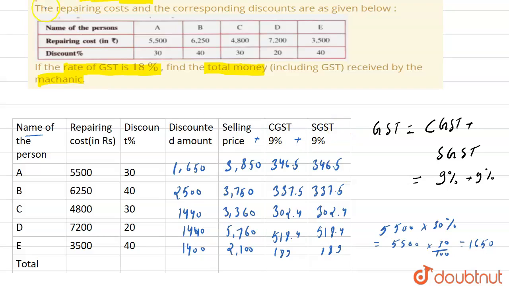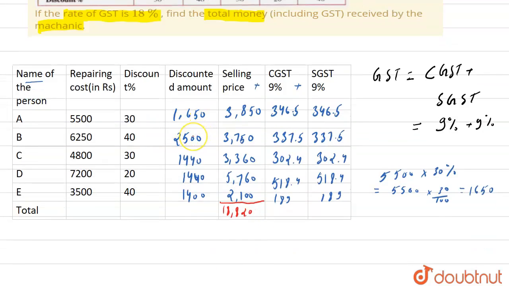And now for the total money we have to add these three quantities: selling price plus CGST plus SGST. So we first calculate its total. So for total we can see there we write the total of this amount will be 18,820. Now for this it will be 1,693.8. Same for this 1,693.8.